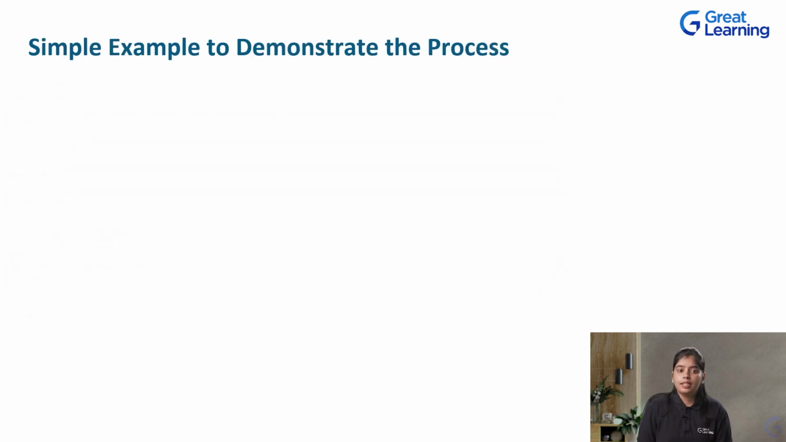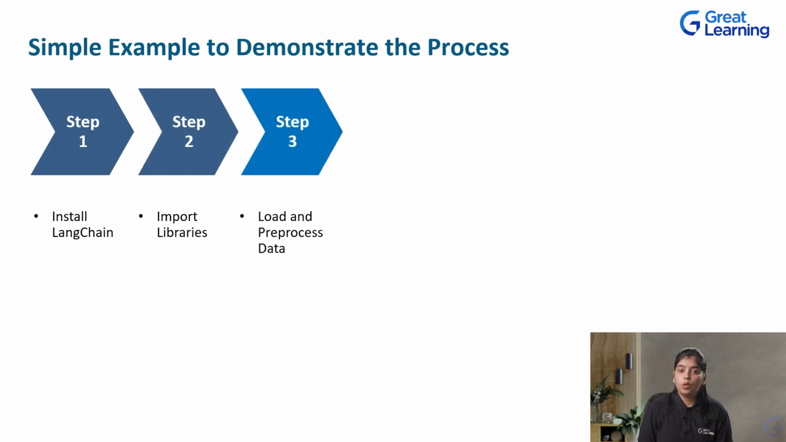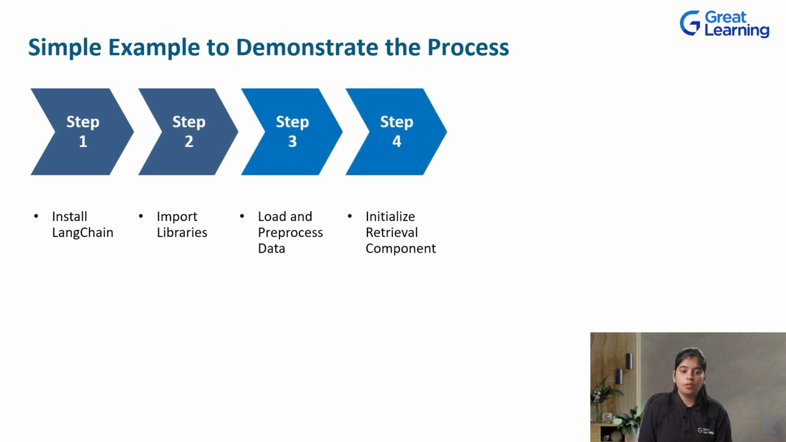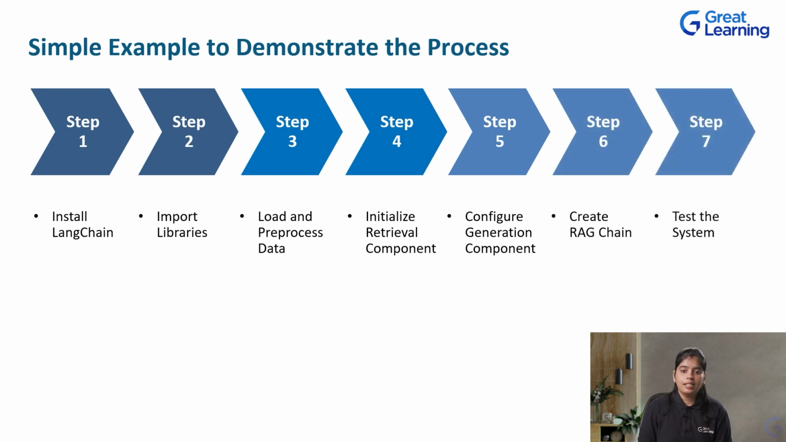Now we're going to understand a simple example to demonstrate this complete process. So first step would be to install LangChain, second would be to import libraries, third would be to load and pre-process data, fourth would be to initialize the retrieval component, then configure the generation component, after that create the RAG chain, and at last test the system by giving a sample query.